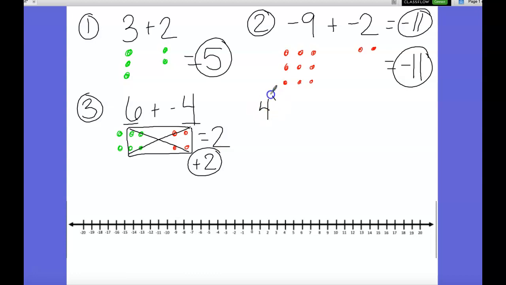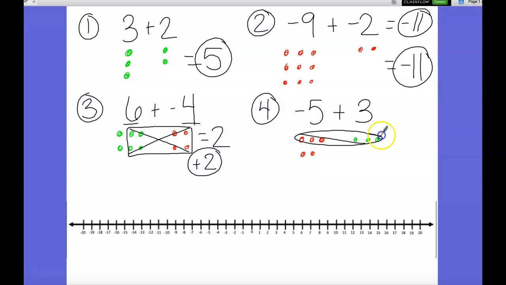The last drawing example that I have for you is number 4, and it's going to be -5 plus 3. So if I draw that out, I have 5 negatives, I have 3 positives, so I have a 0 pair, and I have 3 of them, so I get rid of them. And I'm left with 2 negatives. Therefore, my answer is -2.